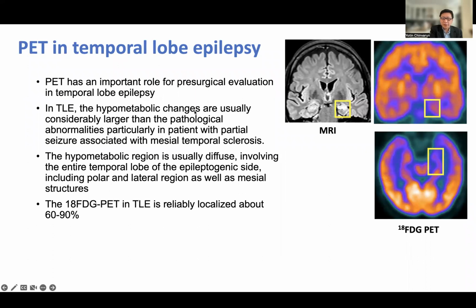The hypometabolic area is usually considered larger than the pathological abnormality, particularly in patients with focal seizures associated with mesial temporal sclerosis. The hypometabolic lesion is usually diffuse, involving the entire temporal lobe of the epileptic side, including the polar, the lateral region, as well as the mesial temporal area. The sensitivity of FDG PET in temporal epilepsy for reliably localizing is about 60 to 90%.